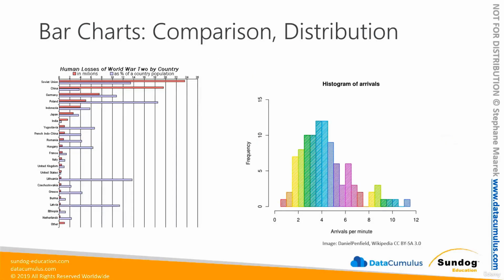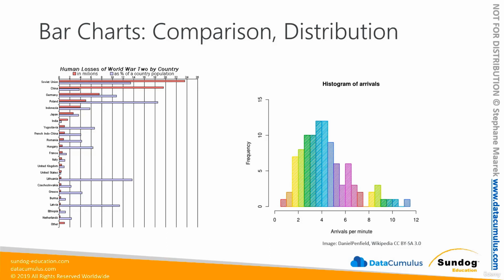Here's a couple of bar charts. The one on the left is a somewhat typical horizontal bar chart. And this one's just trying to compare the human losses of World War II by country. So again, comparison, where you have a bunch of data points for different countries or whatever you have, and we want to see how they compare to each other. A bar chart is a very easy way to visualize that, where obviously the taller or longer bars in this instance correspond to the countries that took the heaviest losses.